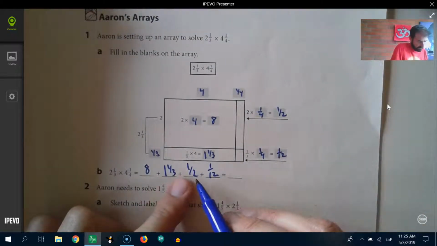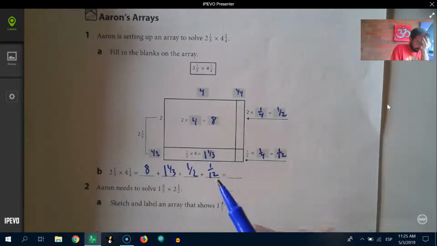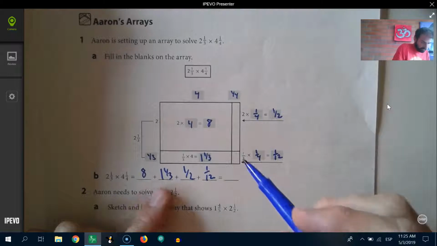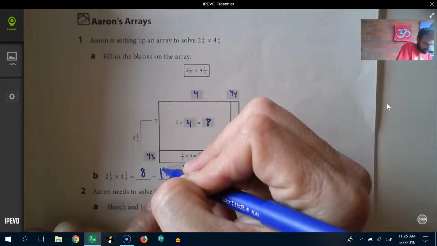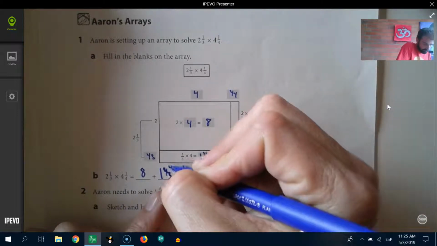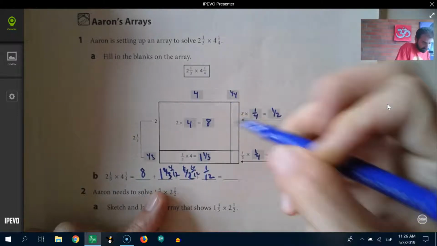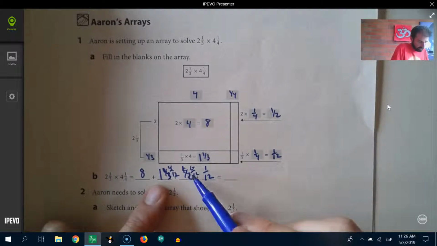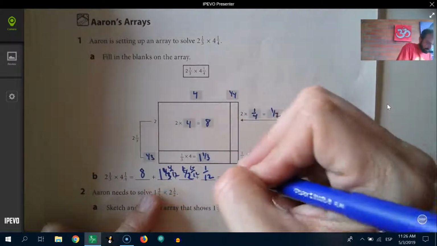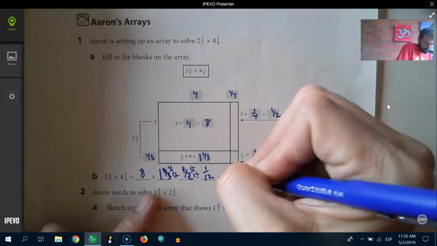Let's see, thirds, halves, and twelfths. I can make those all twelfths. So 1/3 is 4/12, and 1/2 is 6/12. So we have 8, 9, 6, and 4 and 6 is 10, and so 9 and 11/12.